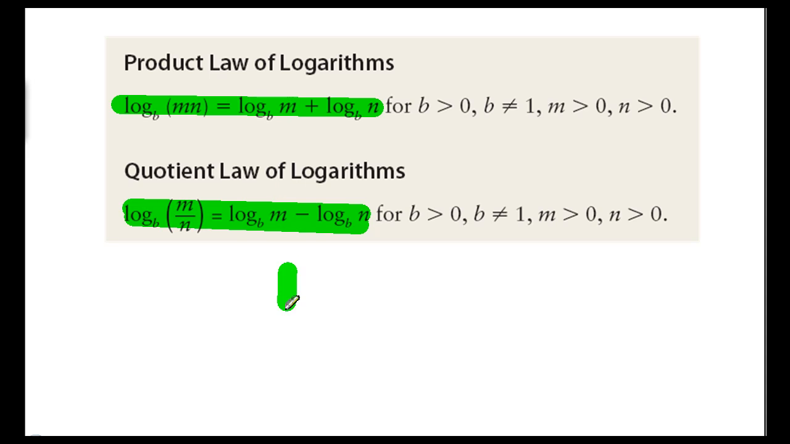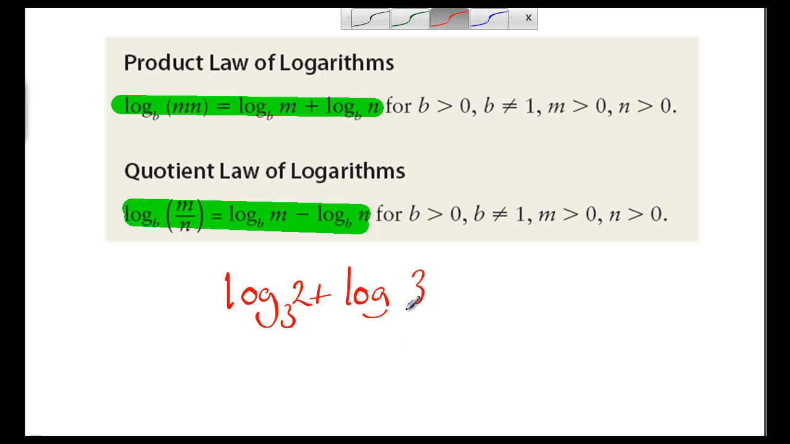If this was something like the log of 3 plus the log of 4, we can't combine these together because they have to have the same base. If we had a situation where this base was changed and we now had a base of 3, now you can push them together because they have the same base, and 2 times 3 is equal to 6.